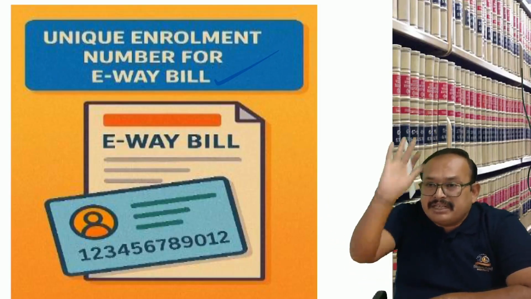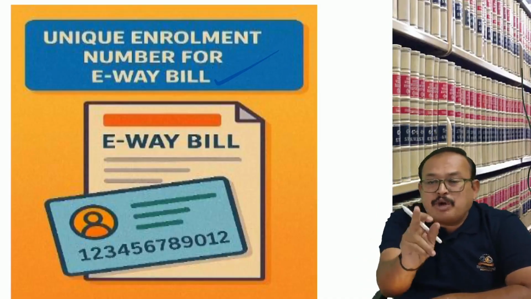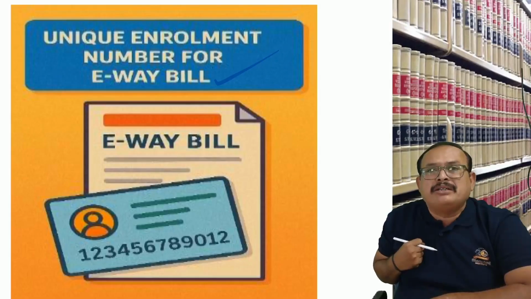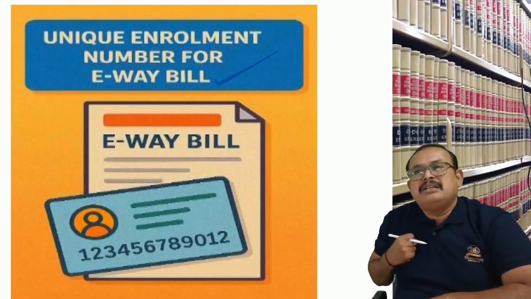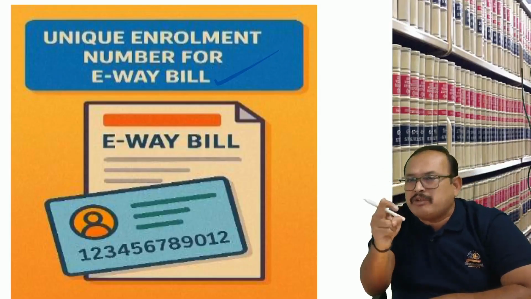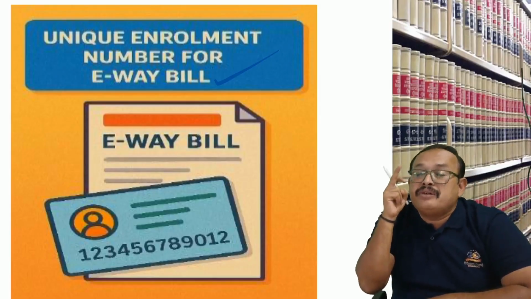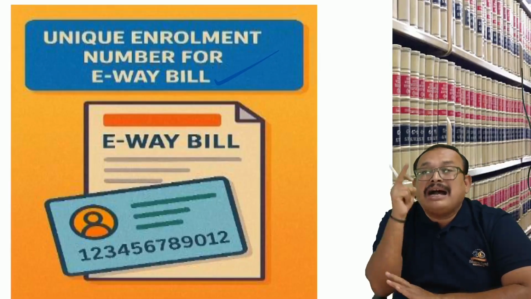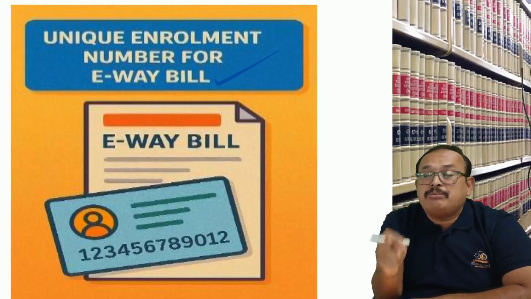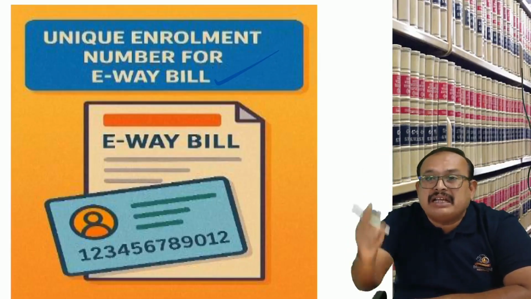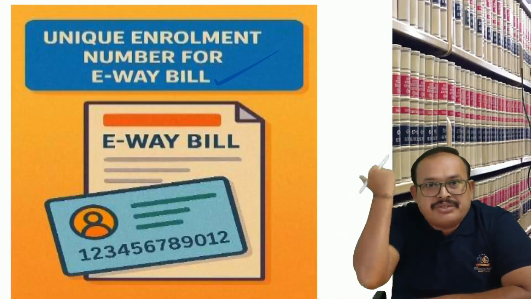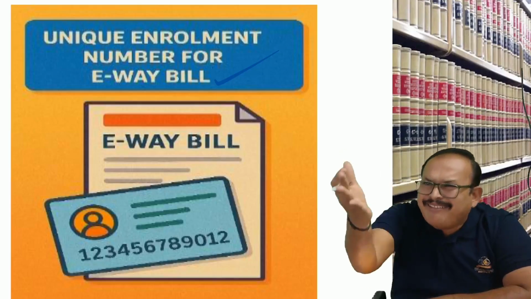E-way bill is not generated. If a transporter is carrying the goods without generating Part B of EWB-01, only with Part A, the department is in a position to detain your vehicle. If no proper e-way bill is found, under Section 129 the department is going to seize that vehicle and those goods. Vehicle also will be seized, goods also seized. Penalty, huge penalty.